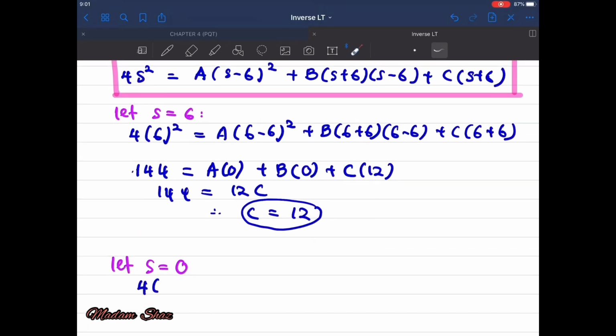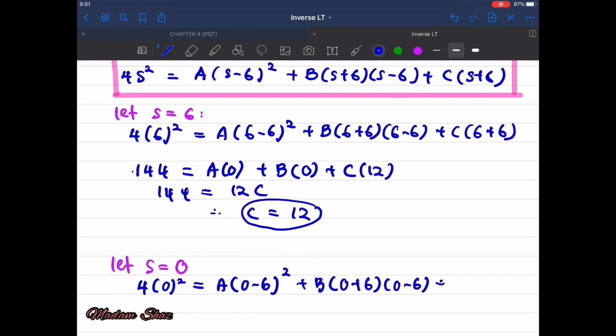4 multiplied by 0 to the power of 2 is equal to a multiplied by (0 minus 6) to the power of 2, plus b multiplied by (0 plus 6)(0 minus 6), plus c multiplied by (0 plus 6).